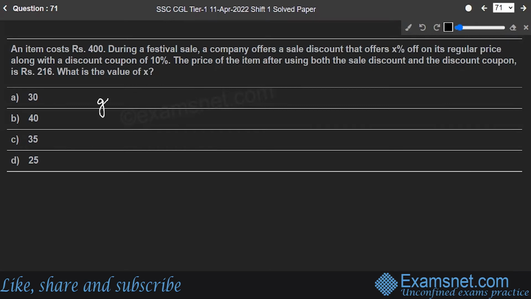Okay, so let's write down first of all. You are given cost price of the item is equal to 400 and selling price is equal to 216 rupees, right? Sale discount is X% and coupon discount 10%.